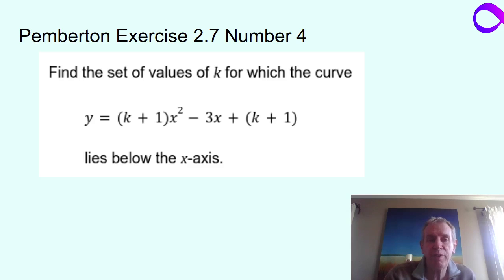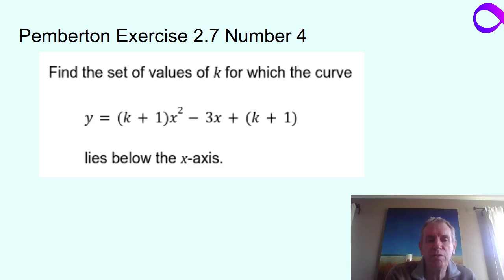And then, of course, we have to find the set of values of k for which the curve, now let's look at this curve, y equals (k plus 1) times x squared minus 3x plus, well, that's interesting. K plus 1 is also grouped. Those parentheses or brackets around k plus 1 are called grouping symbols. And for some reason, even though it's unnecessary, the question has grouped k plus 1 at the end. That's a hint that k plus 1 is going to be one quantity that we might use.